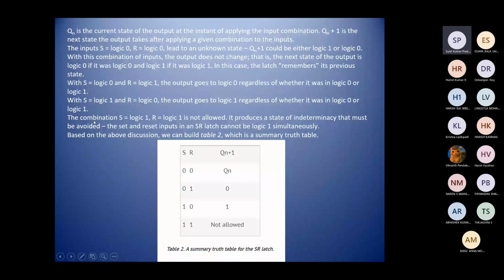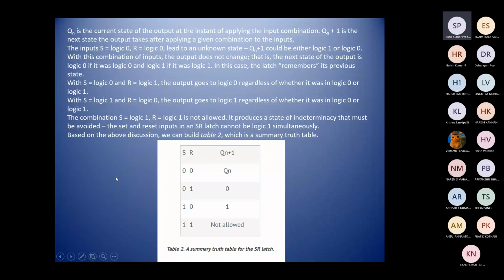Now, another thing is that the combination S equal to logic 1 and R equal to logic 1 is not allowed, because it produces a state of indeterminacy that must be avoided. So that is why the combination S equal to logic 1 and R equal to logic 1 is not allowed. So the set and reset inputs cannot be logic 1 simultaneously. Whatever we have discussed is summarized in this truth table, as you can see here.